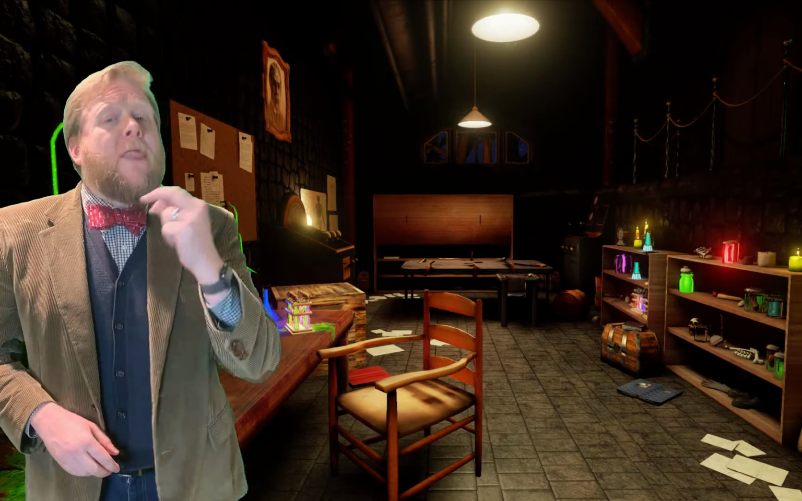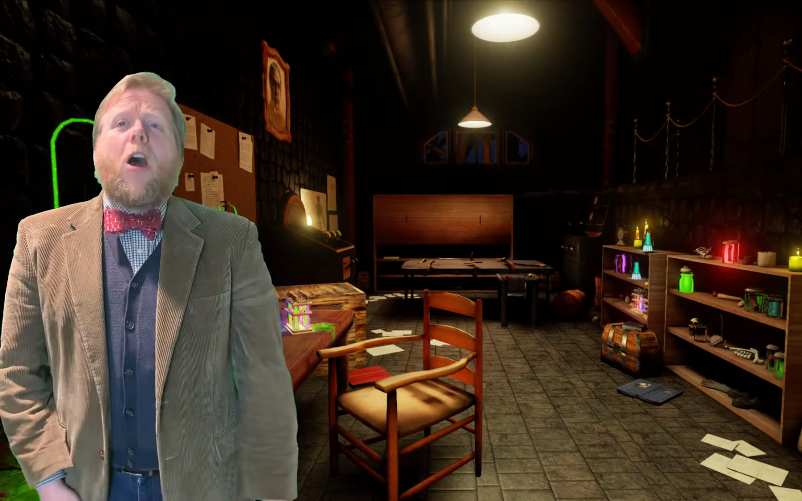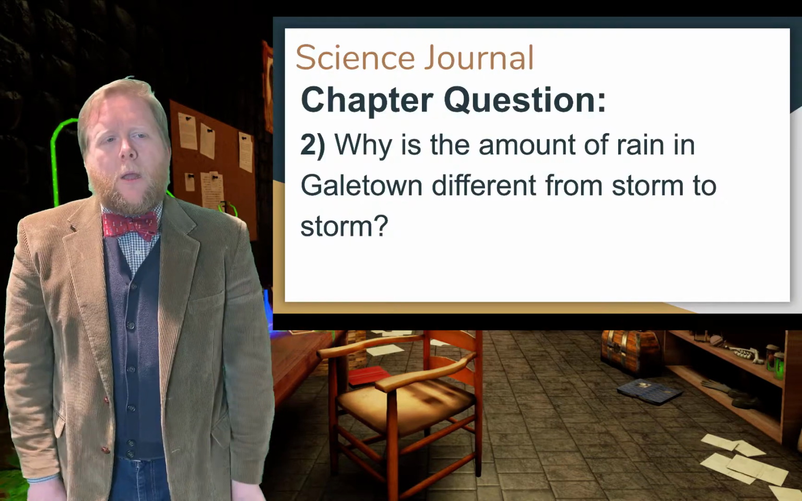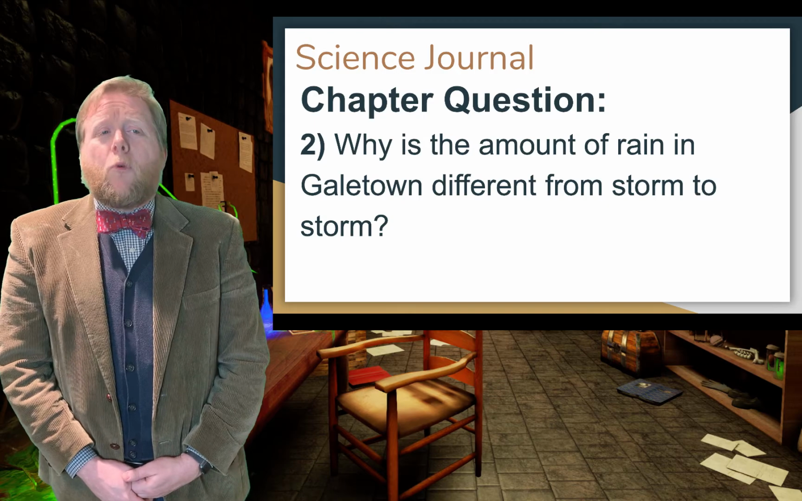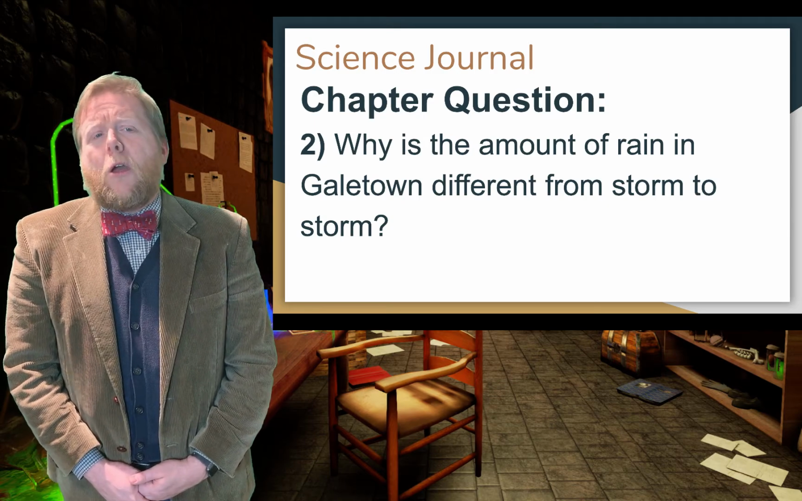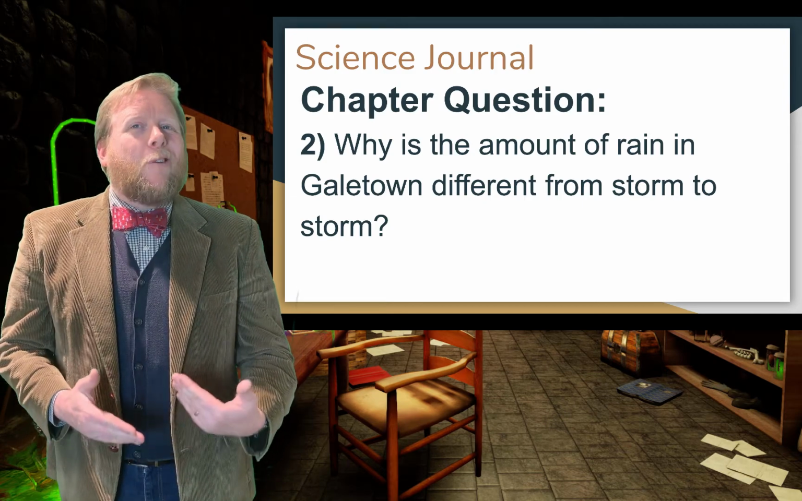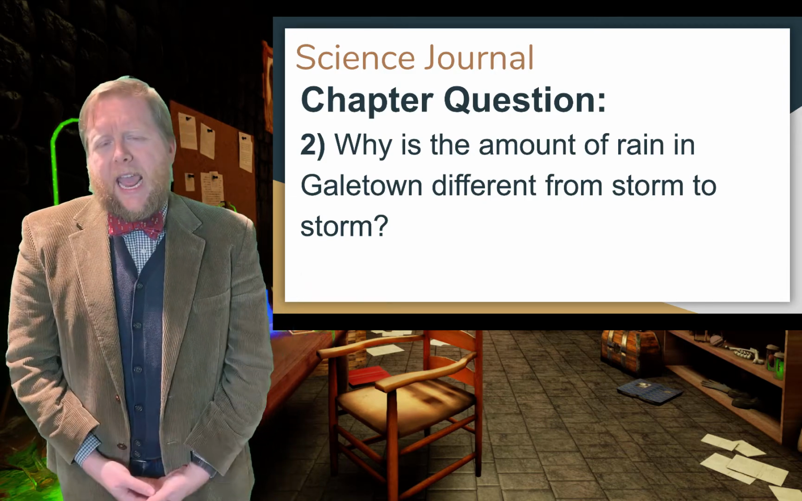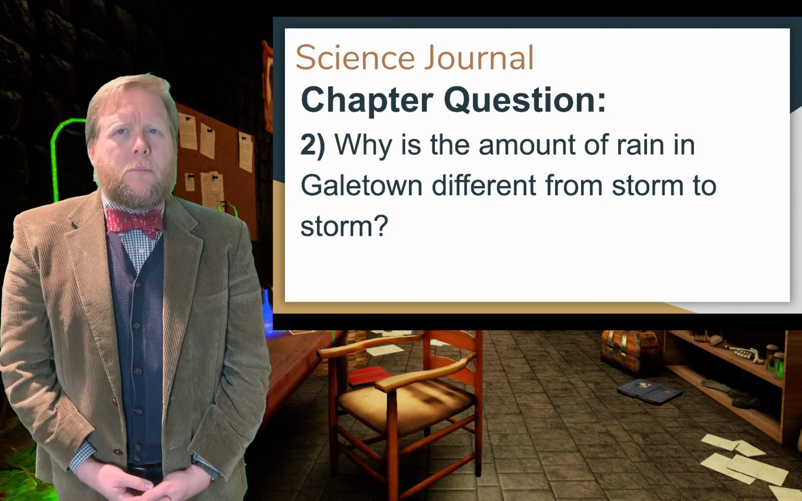Well, in chapter 2, that's what we are exploring. So let's go ahead and get out our science journal and let's add our chapter 2 question. Our chapter 2 question is, why is the amount of rain in Gale Town different from storm to storm? Why are we getting more rain the further we go from building the dam? Why isn't it just always the same amount of rain?